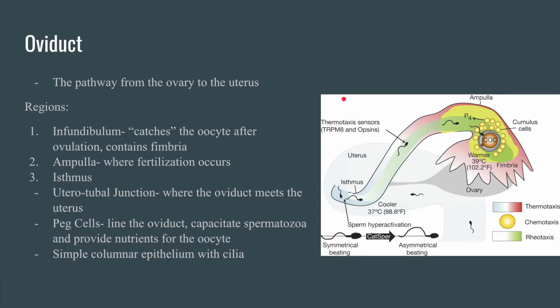The oviduct also has peg cells, which line the oviduct and capacitate spermatozoa and provide nutrients for the oocyte. And the oviduct is lined by a simple columnar epithelium with cilia.